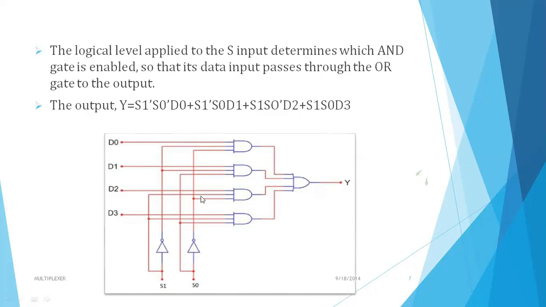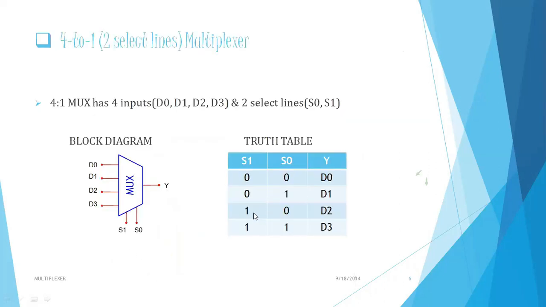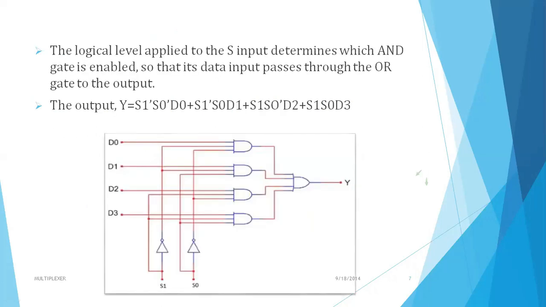Apply one more value, that is we have to pass 1 0. If you pass 1 0, what output should come? D2. You have to pass the selection lines 1 0. What will you get as the output? D2. So trace it out: S naught 0, S1 1. S naught 0, so 0 is complemented as 1. S1 1 here, but the value going here is the complement value, that is 0. So 0 into anything is 0.